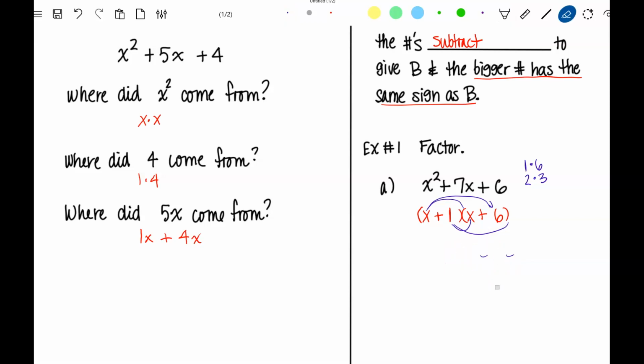So what I'm going to do with this lesson and the next lesson is I'm just going to check the inside and outside terms. So x times 6 and 1 times x. x times 6 is 6x, 1 times x is 1x. Both positive, so they both give you plus 7x, which is correct. So what that means is these are the factors of that trinomial.